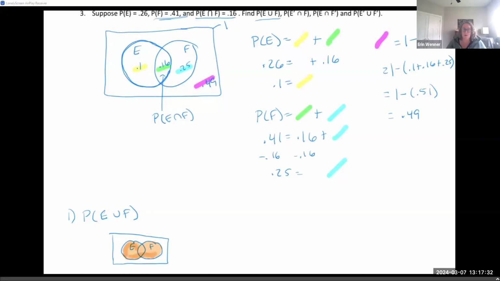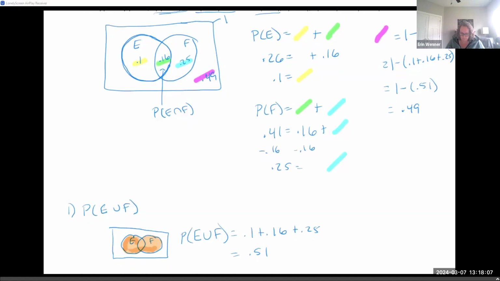Well, if we think about it from the number standpoint, meaning what's in those regions, E union F is going to be those 3 regions together. And yes, I know that I already talked about that here, but again, we're just going to say 0.1 plus 0.16 plus 0.25, which is going to give us that 0.51. So having those small individual drawings can be really helpful in order to visualize what's happening, okay?